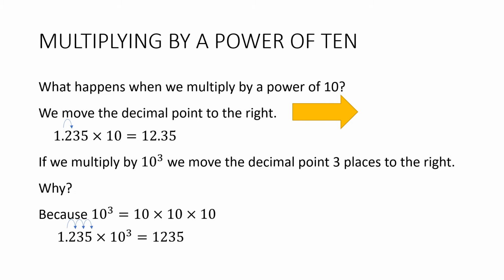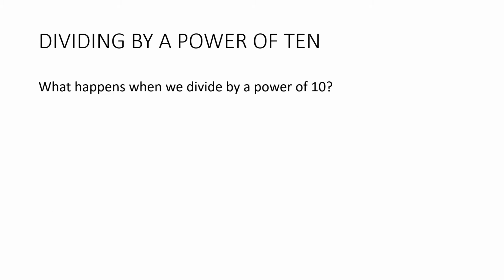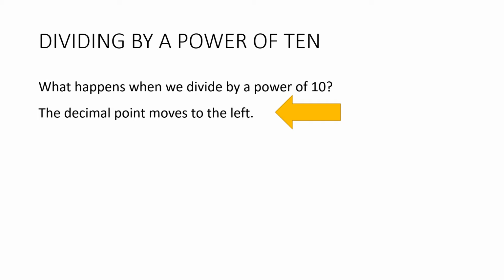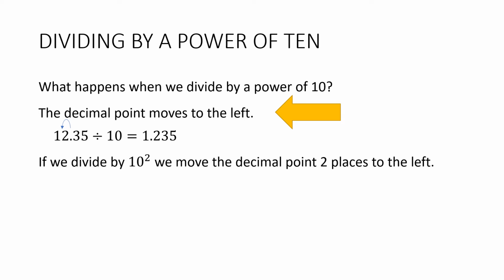So if we've got 1.235 times 10 cubed, we're going to move it once, twice, 3 times, which is going to give us 1,235. What happens when we divide by a power of 10? The decimal point moves to the left. Here's an example, 12.35 divided by 10. We're going to pick this decimal point up and shift it one position to the left, and that gives us 1.235.